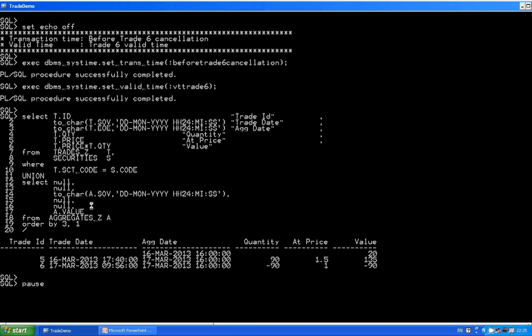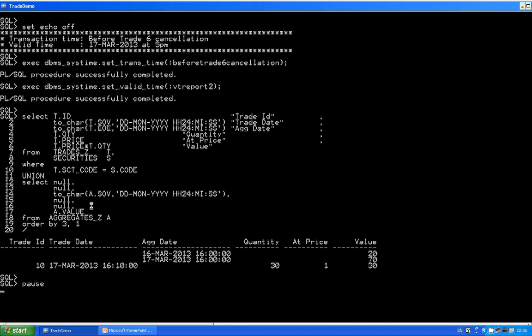Finally, we showed a cancellation of a trade that is part of an aggregate. So at the transaction time before we cancelled trade 6, you can see that at a valid time of trade 6, trade 6 did exist at 9:56. Its value was -90. If we go to the time after we cancelled trade 6 at the time of trade 6, you will see that trade 6 has now been removed.